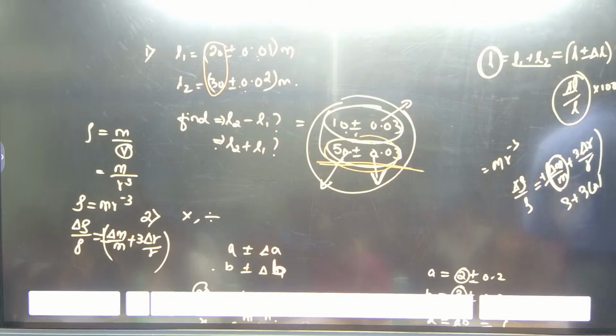I will repeat the question. X is equal to a square b cube c power 5 by 2 d power minus 2. The percentages of A, B, C, D are given as 1%, 2%, 3%, 4%. Find the percentage of x. So just apply the condition and get it. Got it? What's the answer? 21.